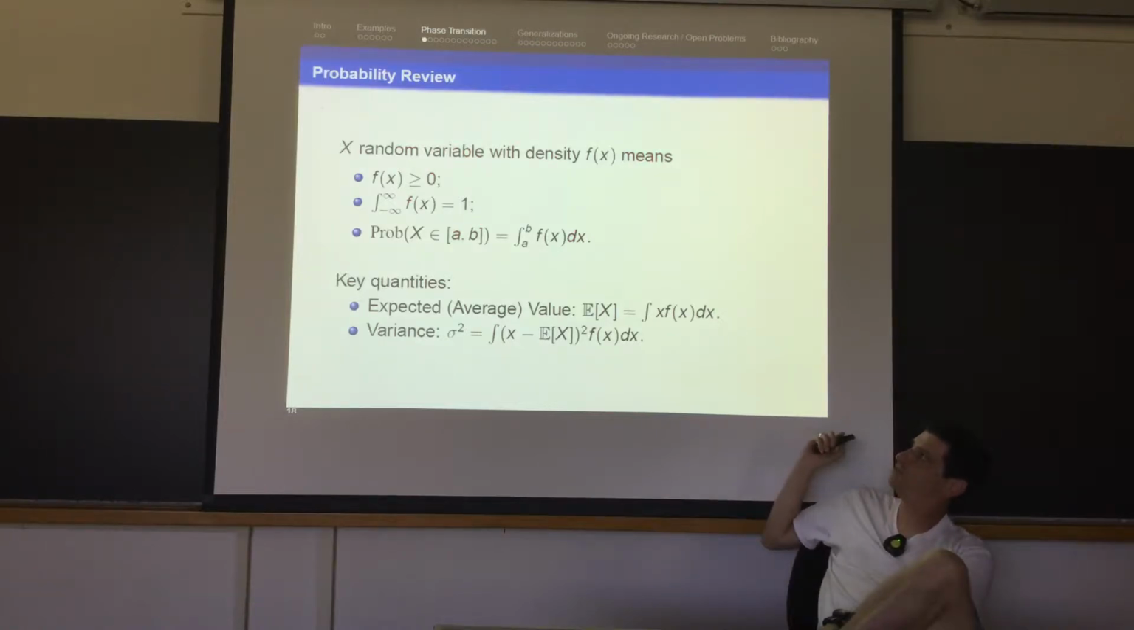So we'll say x is a random variable with density f of x, so f is non-negative and integrates to 1. The probability is just the integral under the curve from a to b. For this one, no pretty picture of the Gaussian, I'm sorry. The key quantities are the expected value and the variance. We've seen these numerous times so far today.